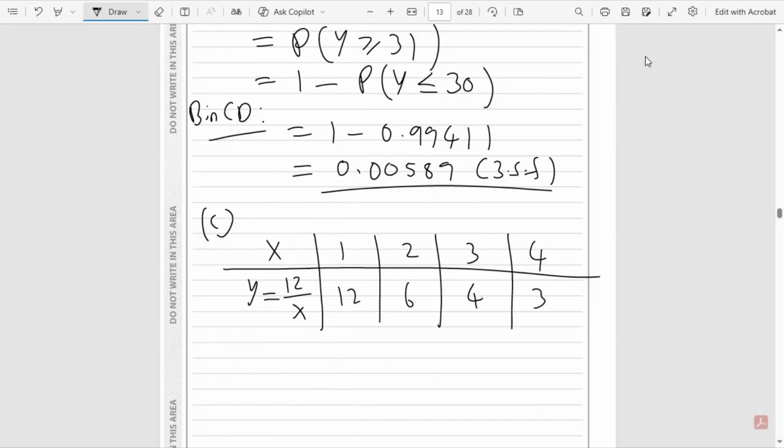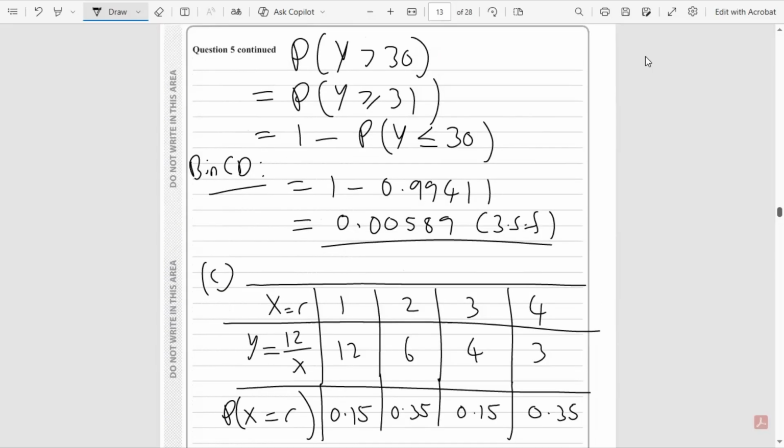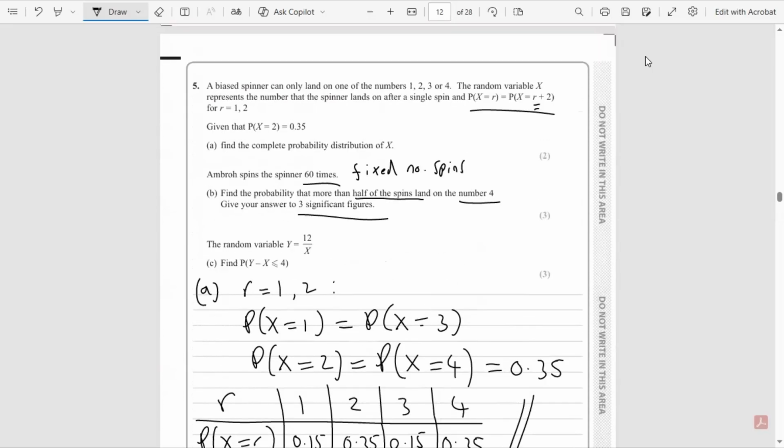Now we know the probabilities because we worked them out before. So for the probability that X equals R, we just put X equals R there to make it clear what we're calculating here. We know that probability is 0.15, we know this probability is 0.35, and we know this is 0.15, and this is 0.35. So the question was to calculate the probability that Y minus X is less than or equal to 4.